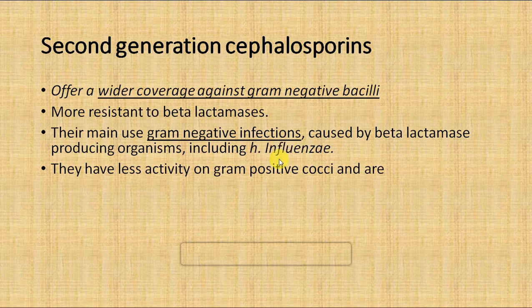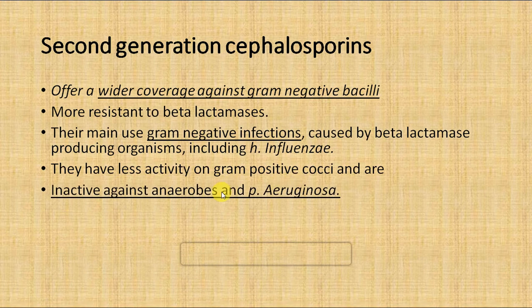In the chapter on penicillin we have seen what beta lactamase is. It is an enzyme produced by the bacteria which inhibits the action of the antibiotic which we are giving to kill them. So they are producing this chemical to prevent the action of the antibiotic. So we are giving an antibiotic which is effective against beta lactamase producing organisms such as Haemophilus influenzae, and they are less active on gram positive cocci and are inactive against anaerobes and Pseudomonas aeruginosa.